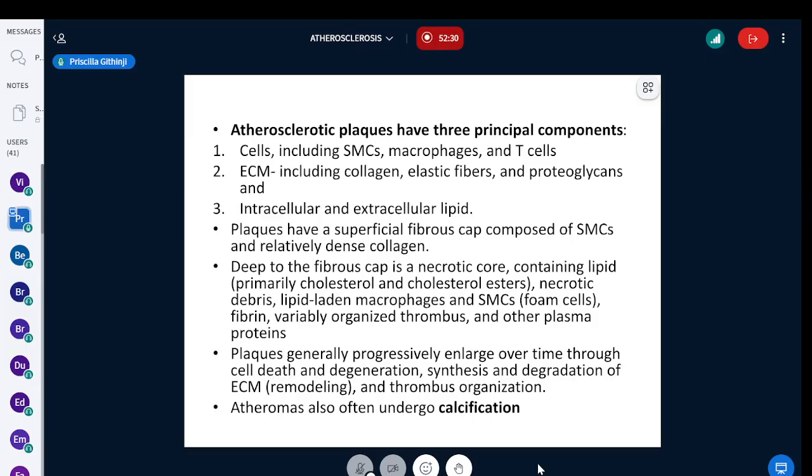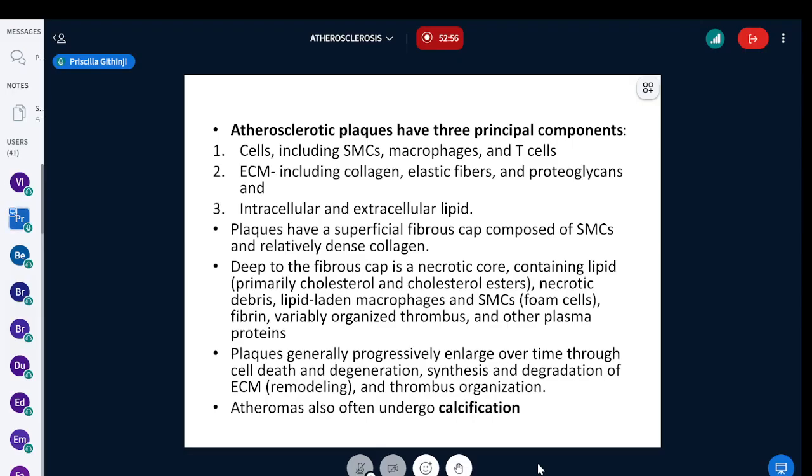see other plasma proteins. So plaques generally progressively enlarge over time through cell death and degeneration, synthesis and degradation of your extracellular matrix. So there's remodeling, and you can also have where there's clot formation, like if there's a bit of a rupture, then you get a clot formation. You'll also have thrombus organization.